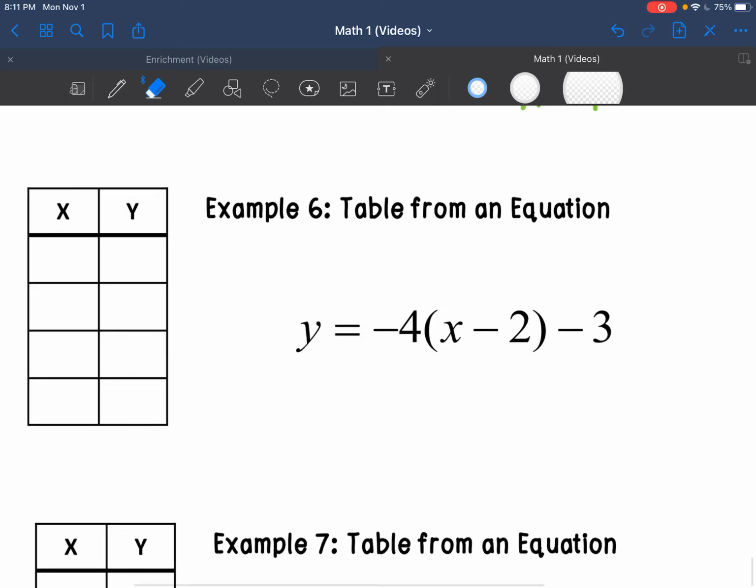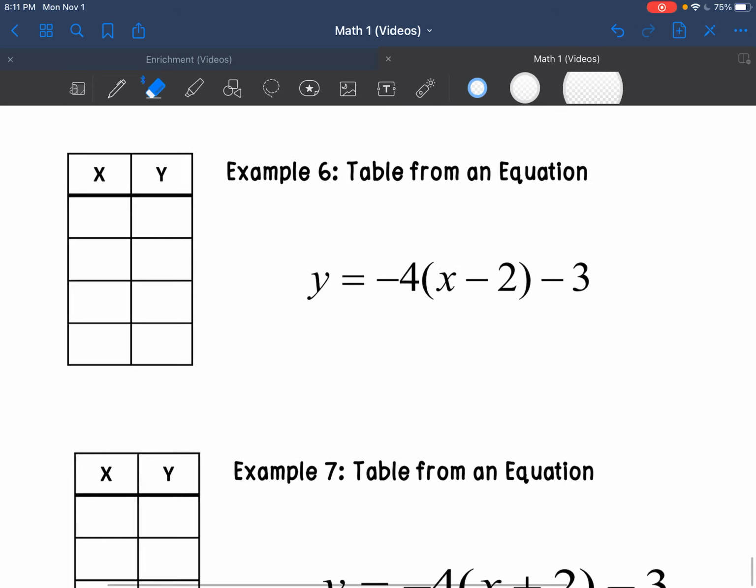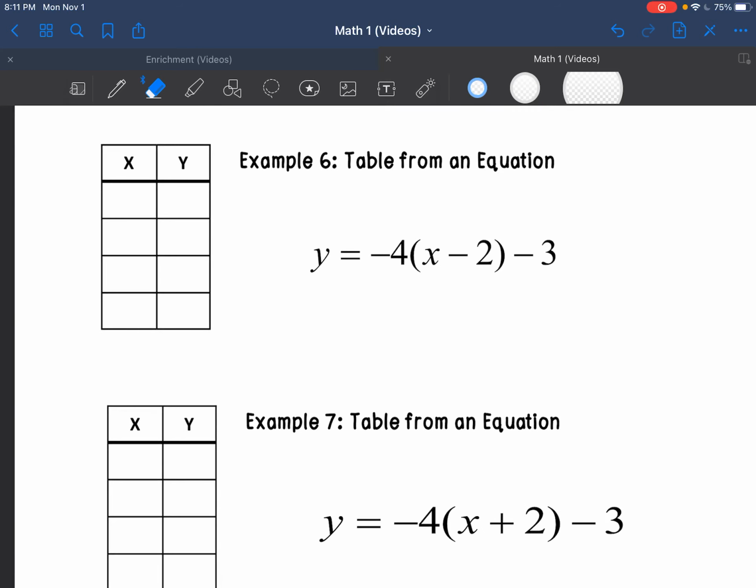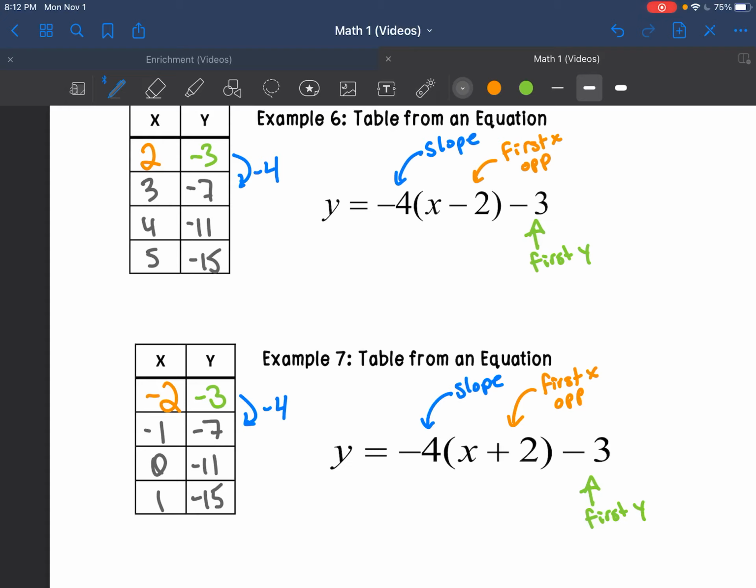All right, example 6 and 7. Let's see if you can do 6 and 7. Pause it. Give it a go. Let's see how you do. All right, so example 6 and 7. Did you get the same as me?